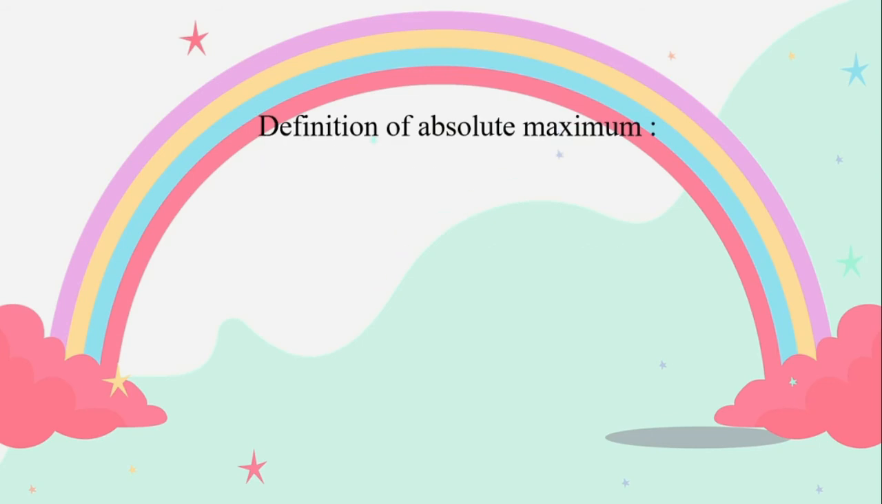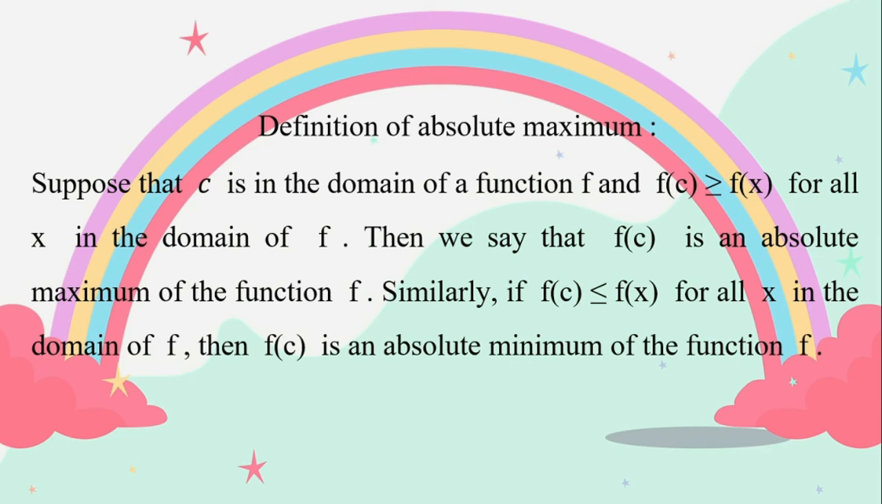Definition of absolute maximum. Suppose that c is in the domain of a function f and f(c) ≥ f(x) for all x in the domain of f. Then we say that f(c) is an absolute maximum of the function f. Similarly, if f(c) ≤ f(x) for all x in the domain of f, then f(c) is an absolute minimum of the function f.